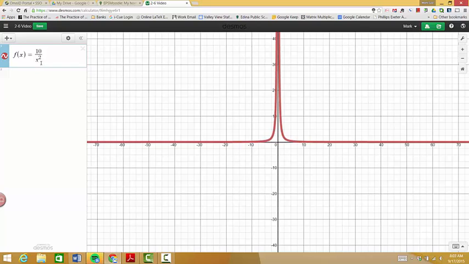would give me a positive value, because when I square it, I'm going to get a positive number, and a positive divided by a positive is a positive. So all my y values should be positive values. So here's what that looks like.